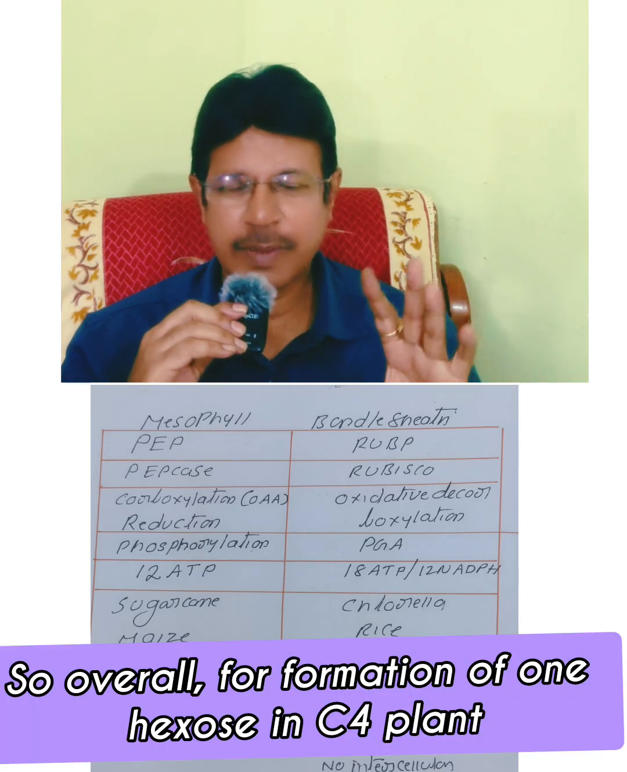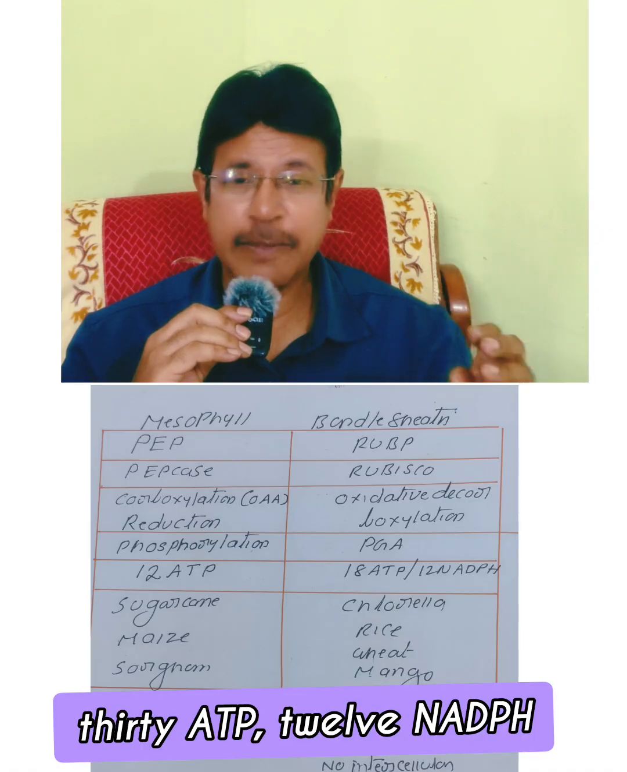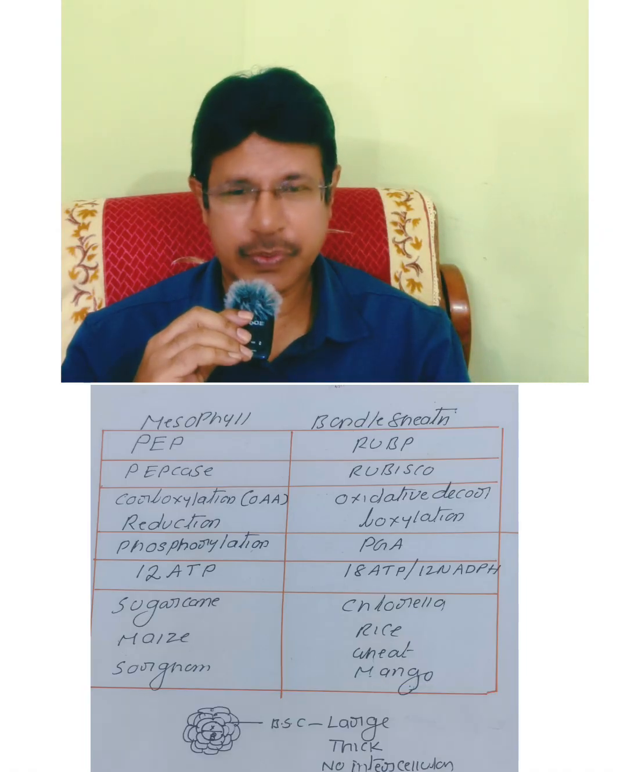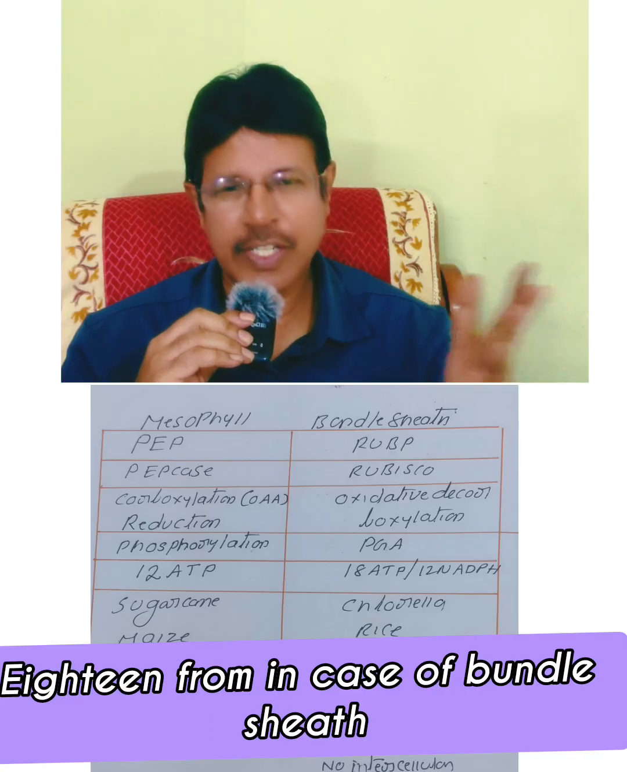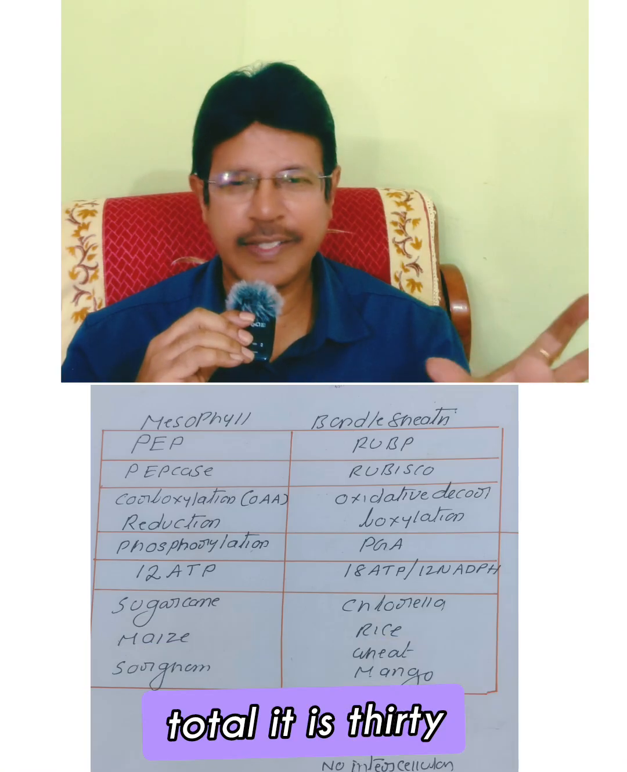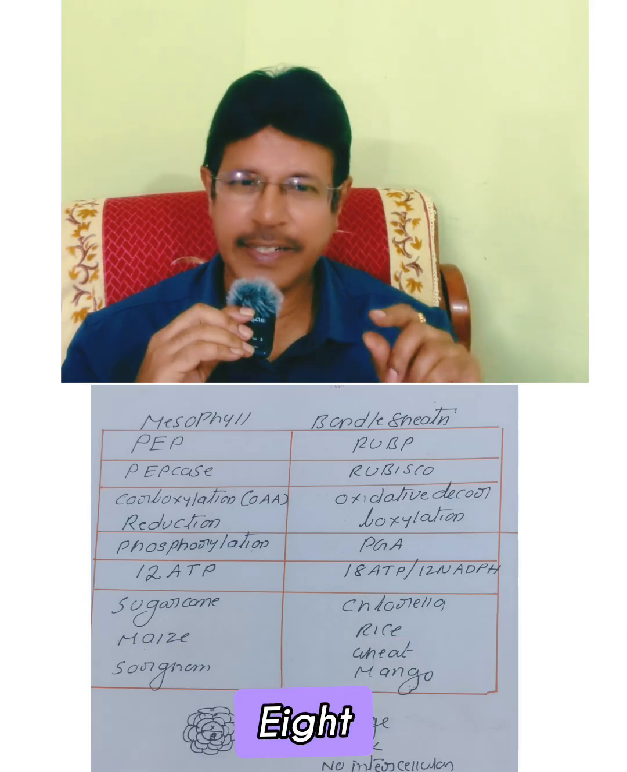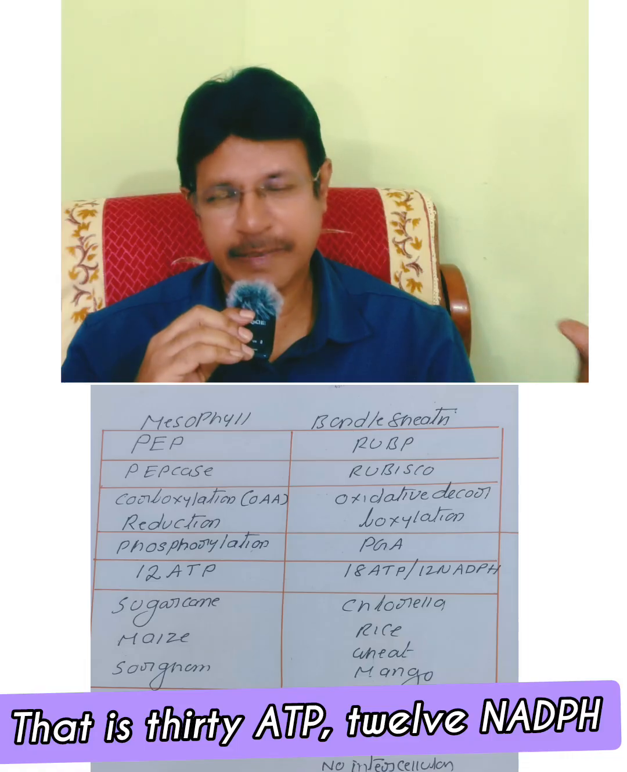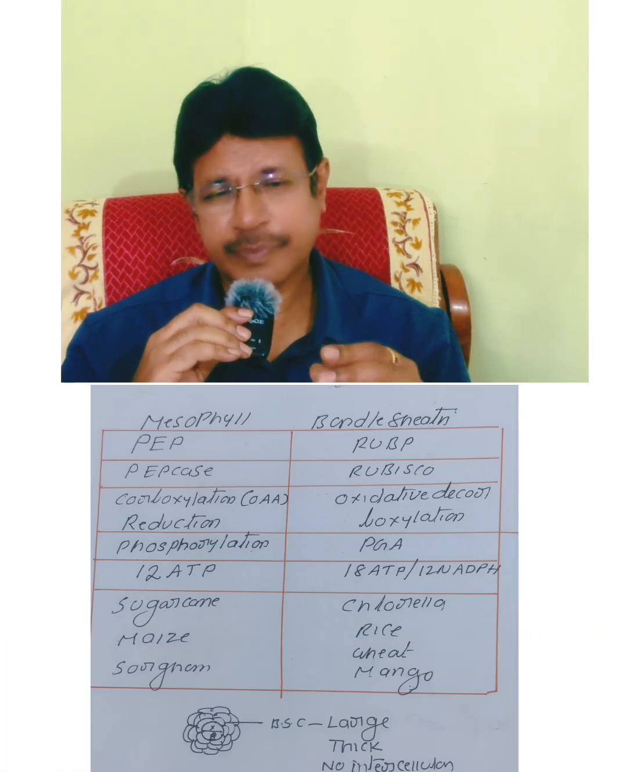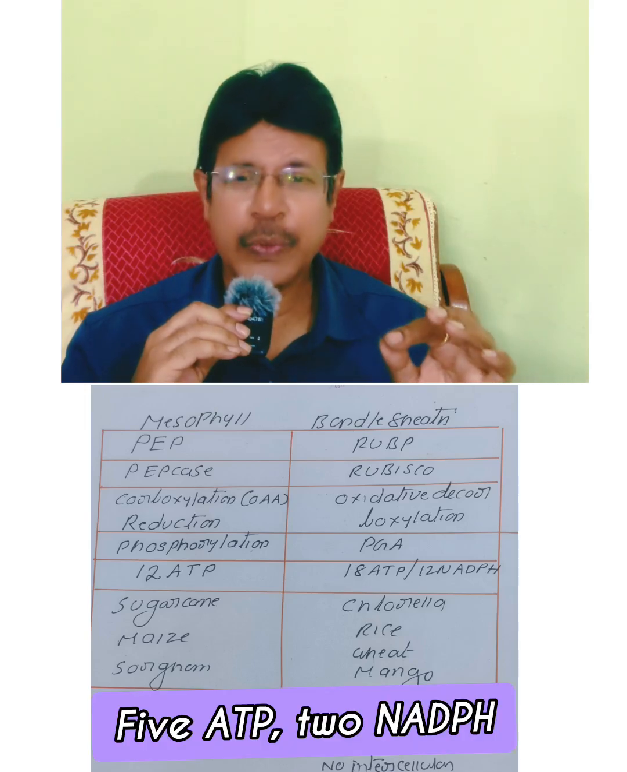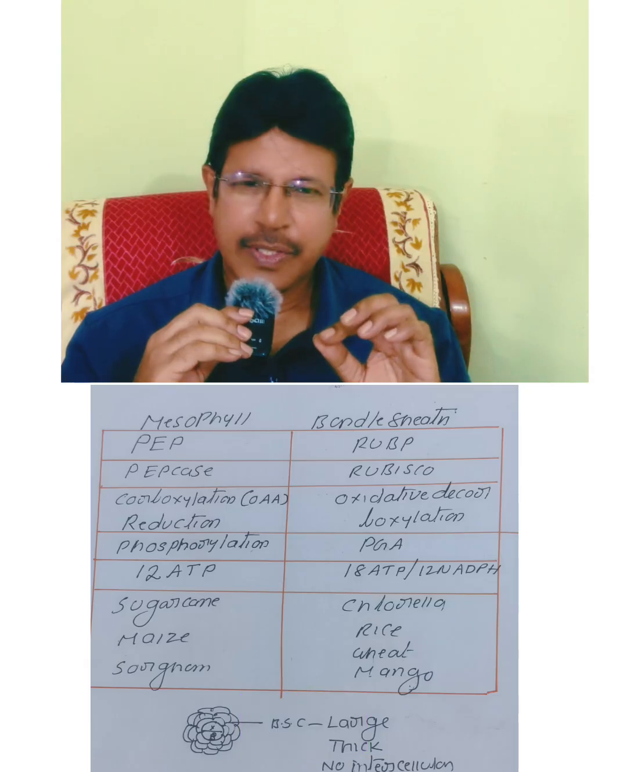So overall, for formation of 1 hexose in a C4 plant, 30 ATP and 12 NADPH2 are needed. How? 18 in the bundle sheath and 12 in the mesophyll, total 30. What is the energy ratio in the case of C4, that is 30 ATP, 12 NADPH? What is the ratio in the C4 plant? 5 ATP, 2 NADPH.